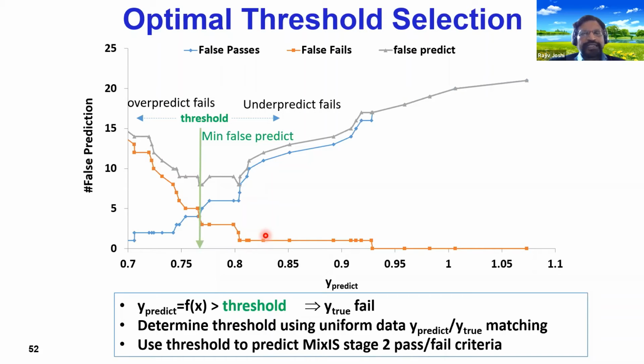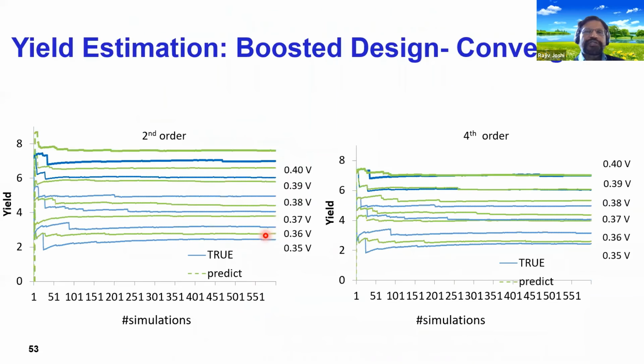So there are advantages of these behavioral or model kind of approaches. And that is reflected here in this chart, that if you plot the yield as a function of number of simulations, if you use the second order terms in the sparse regression, then you can see the deviation here at different voltages. While if you use larger terms, then you can go much, much higher.